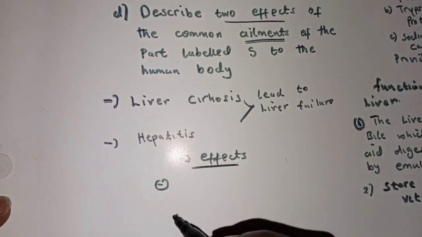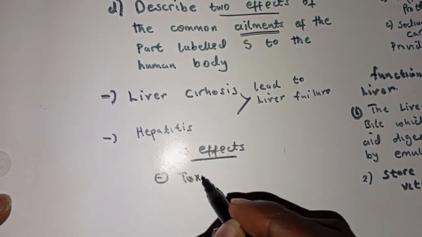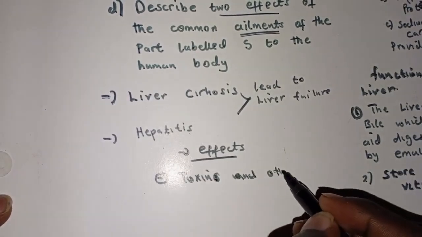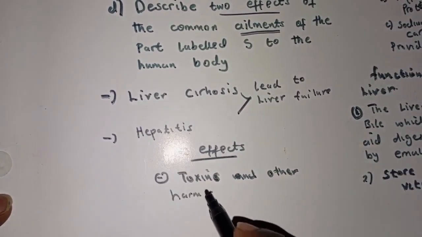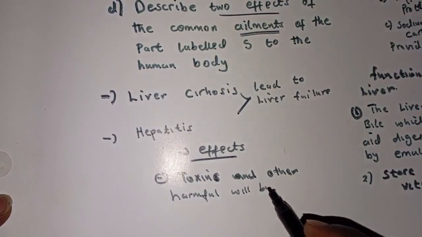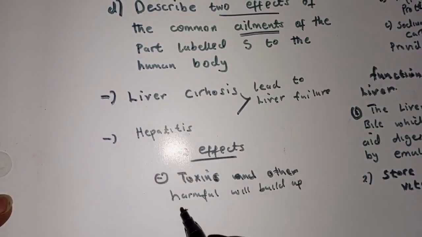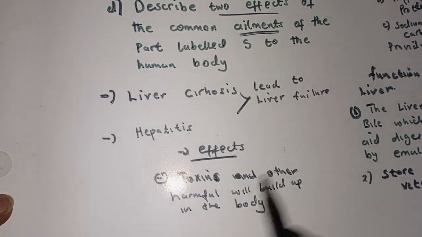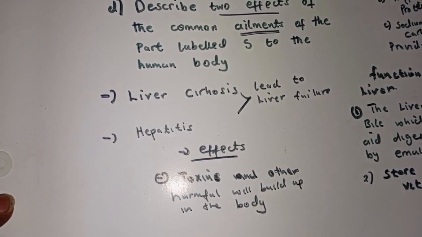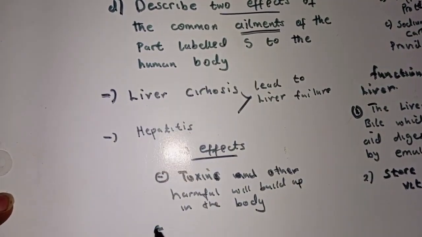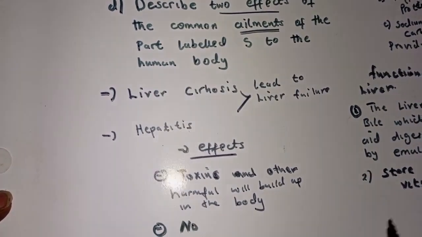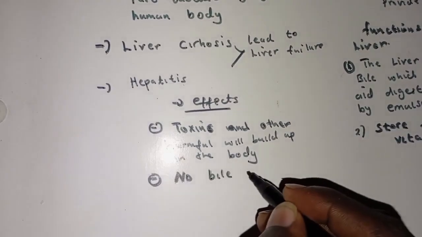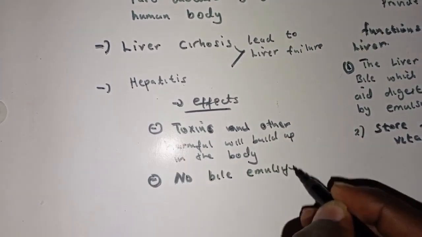The effects are what? Toxins and other harmful substances will build up in the body, because the liver has that function of detoxifying these things. So the liver won't be able to perform its function. Even there will be no bile. We are talking about this function, that the liver produces bile, but then there will be no bile to emulsify fats.